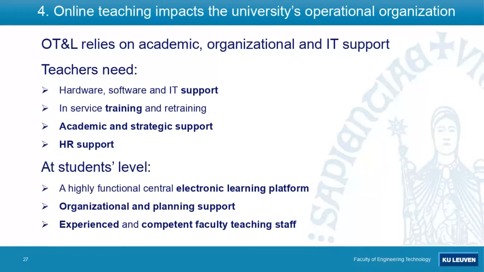Academic and strategic support: the strategic development plan of the university has to be reviewed, and it means teachers have to fit in this new strategy, and therefore the university also has to provide some human resource support. At the students' level, there is a big need for a well-developed and functional electronic learning platform to realize all the communication between the university, the teachers, and the students. There is a big need for organizational and planning support, and students ask for experienced and competent faculty teaching staff.